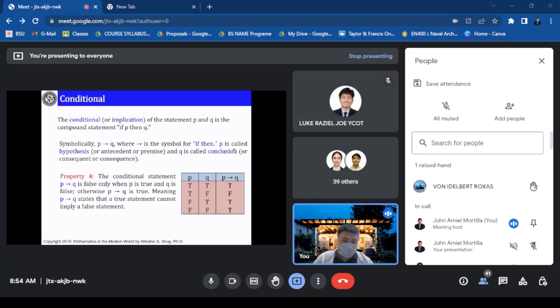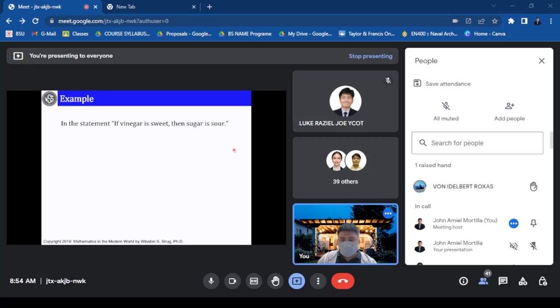Okay, so tingnan nyo na ulit sa table. If P then Q is true when both are true. So if true yung ating hypothesis pero mali ang conclusion, mali yung ating compound statement. Pagka false yung ating hypothesis pero true ang ating conclusion, it is true. And if both are false, our compound statement is true.